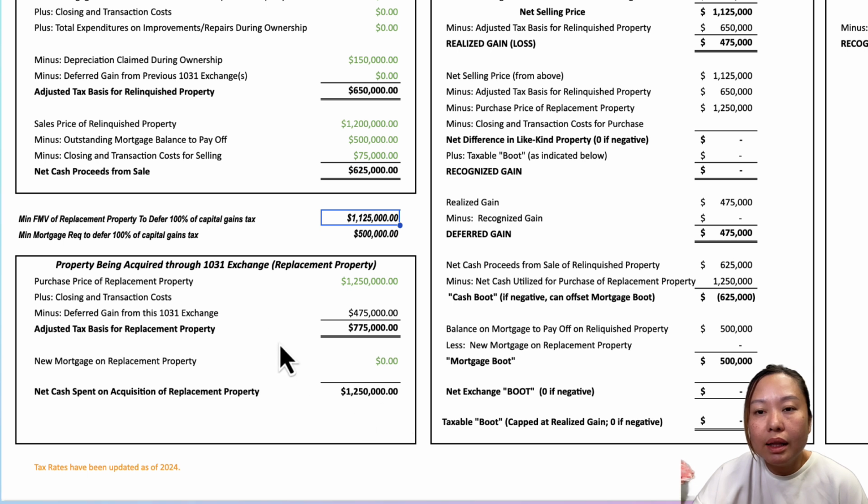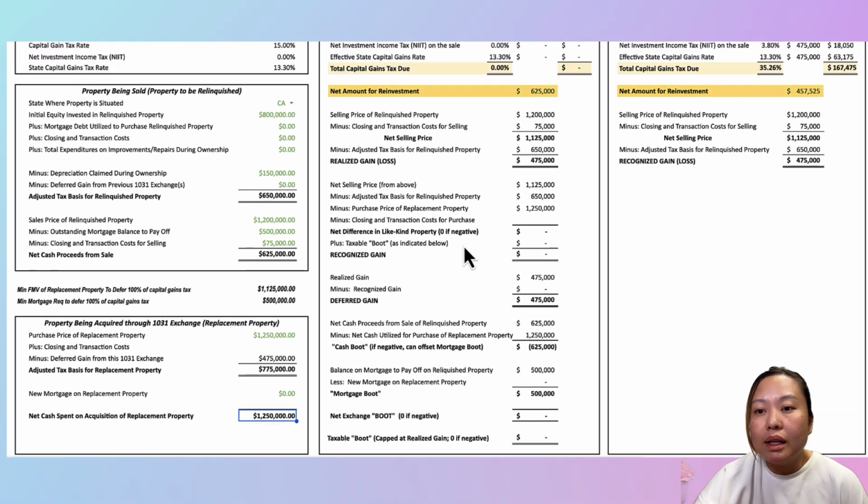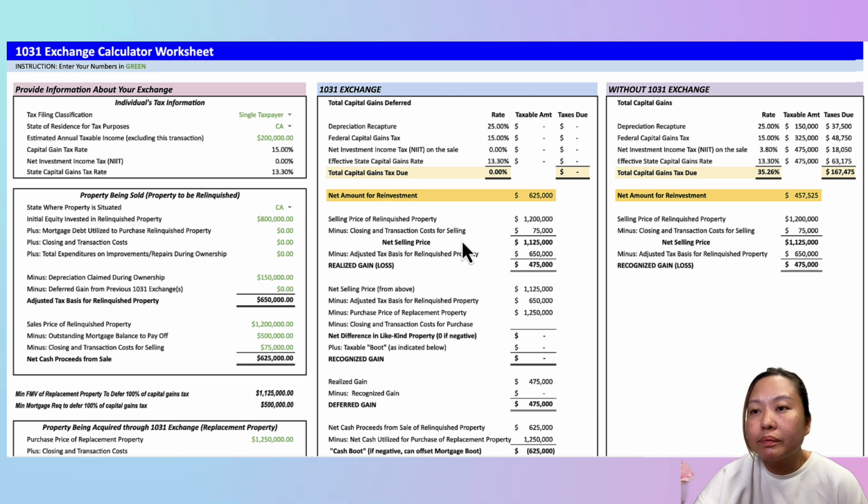And then for the next step, we talk about the new property. You say the purchase price for the new property is $1.25 million. And then this is the green part where you enter, right? Everything else in black is what the calculator is going to fill in for you. It calculates your adjusted basis for your replacement property as $775K. And the cash spent on acquisition is basically the price that you pay for your property.